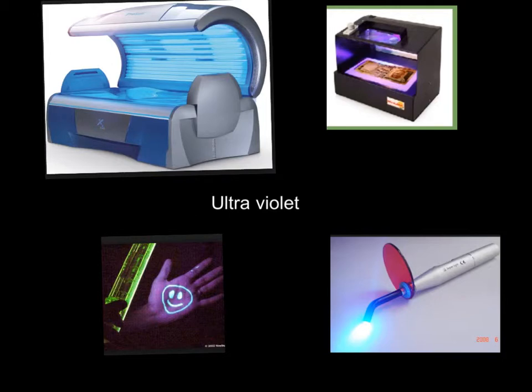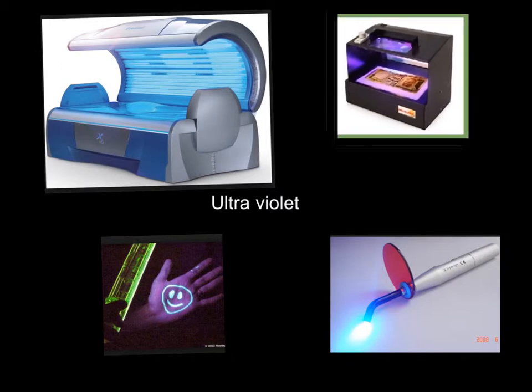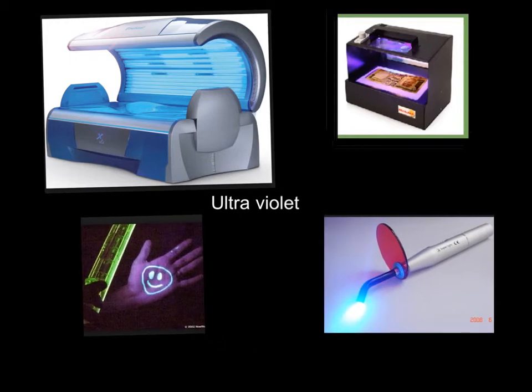Red, orange, yellow, green, blue, and violet combine to make the visible light spectrum. Violet is the shortest of the visible light, but ultraviolet light has an even shorter wavelength. Ultraviolet light is commonly used in suntanning beds, detecting forged banknotes, hardening dental fillings, as well as black lights.